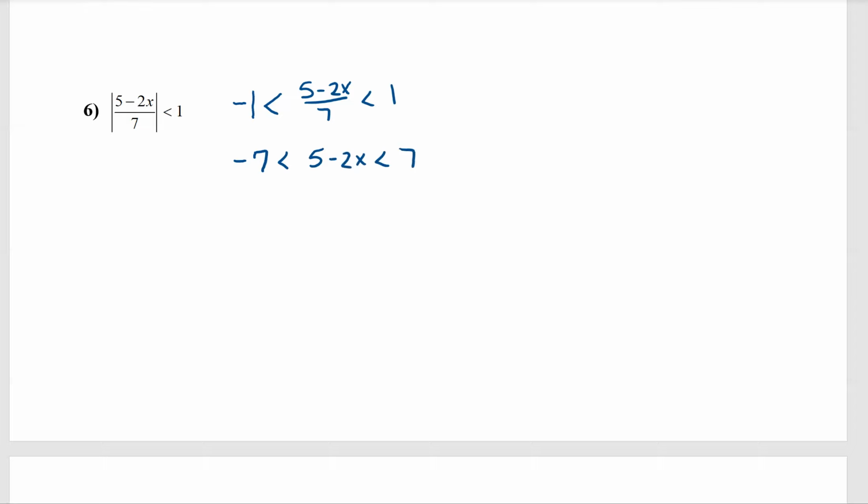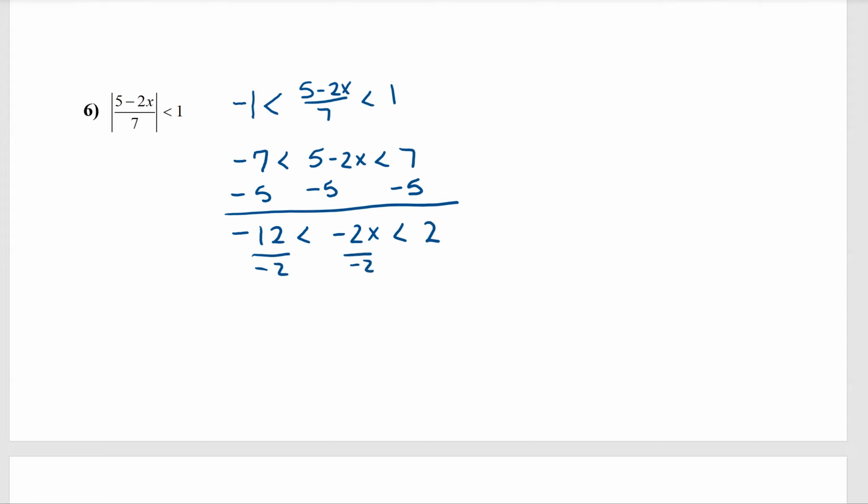And solve for x. Subtract 5. And divide by -2. Reverse the inequality signs. Rewrite it in ascending order. And write the answer as an interval. Just that simple.